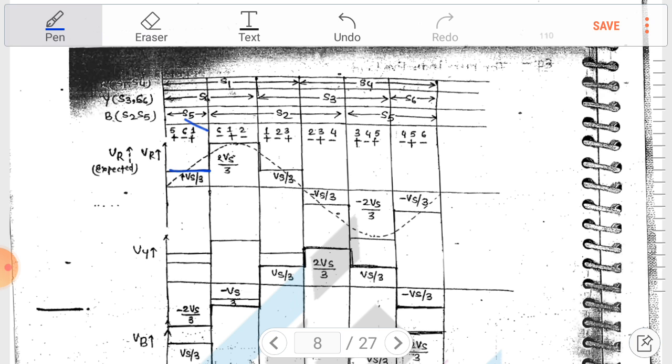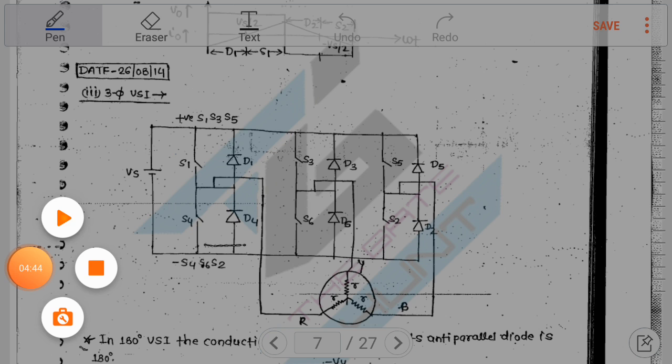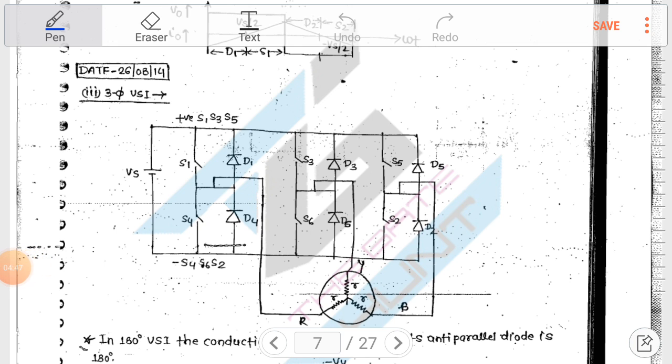As we can see here, by the switching diagram we understood that switches 5, 6 and 1 are switched on at the instant from 0 to pi by 3, or 0 to 60 degree. The switches 1, 6 and 5 are switched on, all other switches are turned off. So see in this diagram, S1 is connected, S5 is connected and S6 is connected.